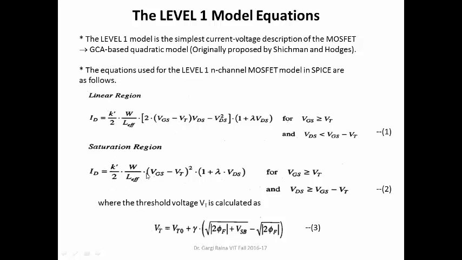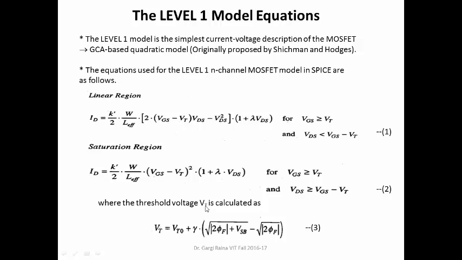Next, we look at the saturation region, where the current is given by Id is equal to a similar prefactor as in the linear region, into (Vgs minus Vt) whole square into (1 plus lambda Vds). This holds true once again for Vgs being greater than or equal to Vt, but here Vds is greater than or equal to Vgs minus Vt.